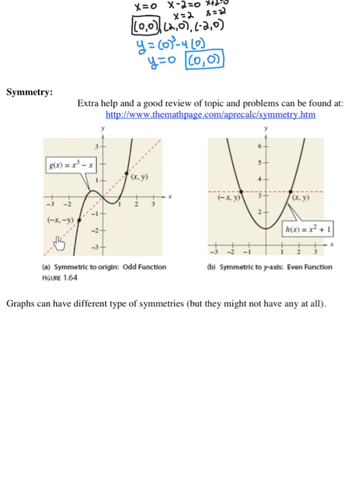That means that this side right here is a reflection of what you have over here on this side. If you were to fold your graph in half along this dotted line, it's called the y equals x line. If you folded your graph on that line, then you would have a symmetric graph. And that's symmetric about the origin. And we say that those kinds of graphs are odd.